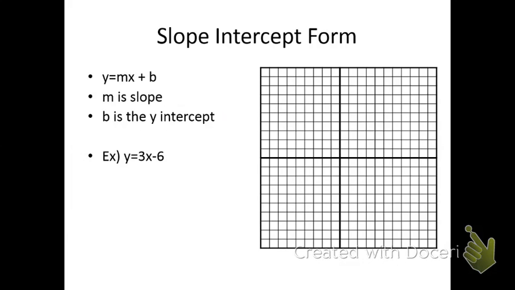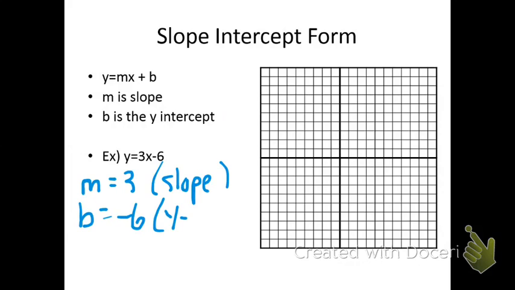Remember, y equals mx plus b. M is the slope, b is the y-intercept. So let's look here. Our example, y equals 3x minus 6. Well, based on this, that means that m is 3, or my slope is 3. And that means that b is negative 6, or my y-intercept. So m is 3, b is negative 6. So how do I do that?